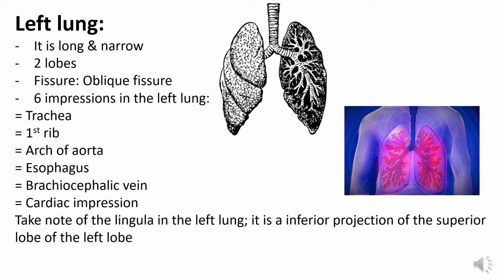The left lung is long and narrow. It has 2 lobes, and there is 1 fissure in the left lung, namely the oblique fissure. There are 6 impressions in the left lung, namely the trachea, the first rib, arch of the aorta, esophagus, brachiocephalic vein, and cardiac impression. Please take note of the lingula in the left lung. It is an inferior projection of the superior lobe of the left lung.